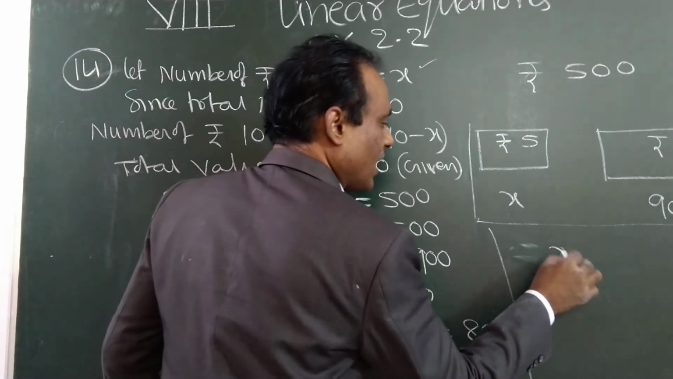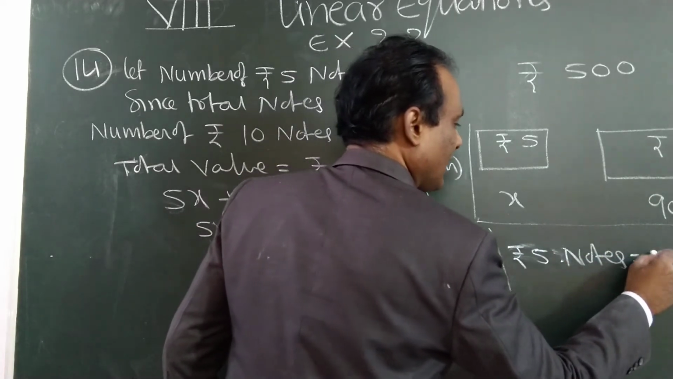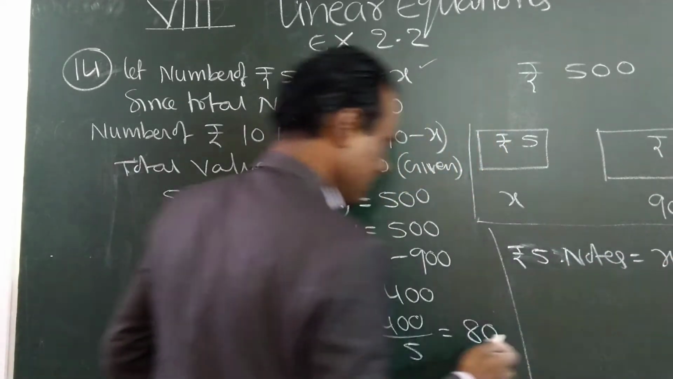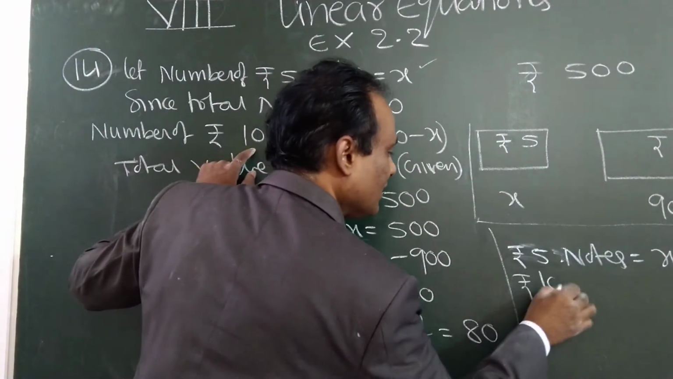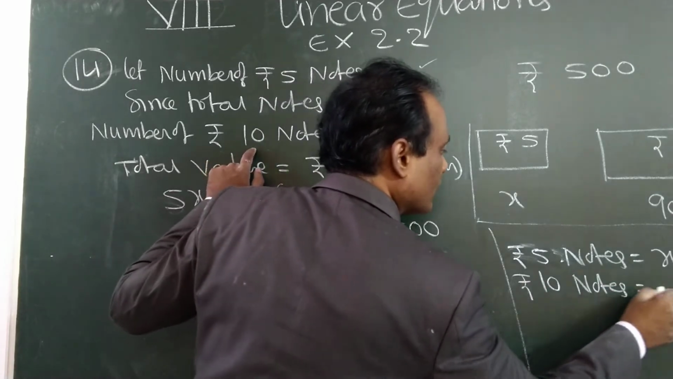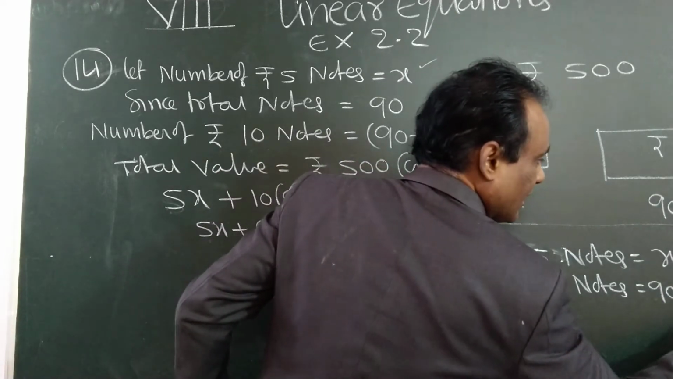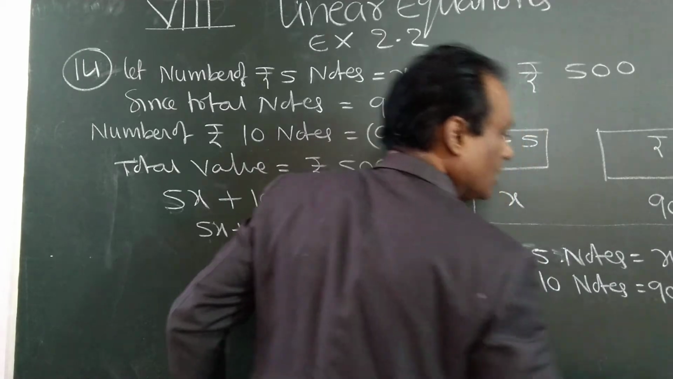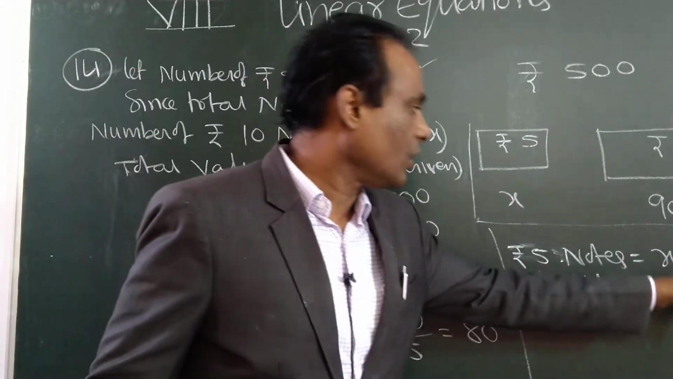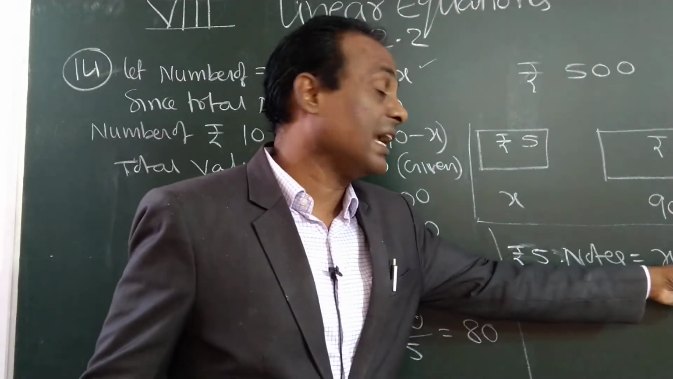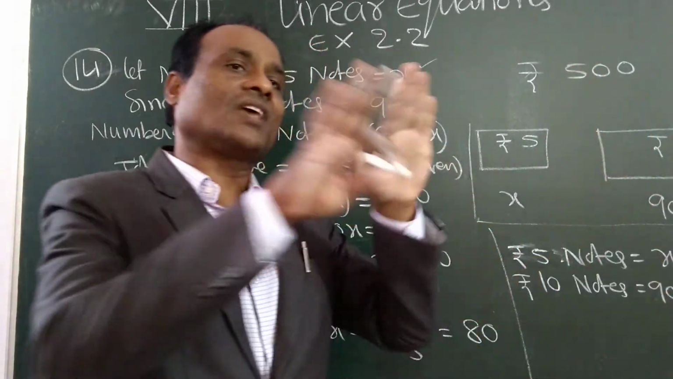So the 5 rupee notes, X, is 80. How many 10 rupee notes do we have? 90 minus X. 90 minus 80 is 10. So this is the answer. The number of 5 rupee notes is 80. The number of 10 rupee notes is 10. So in total we have 90 notes. 80 notes of 5 rupees means 80 into 5, 400 rupees, plus 100 rupees, total 500 rupees, exactly satisfied.